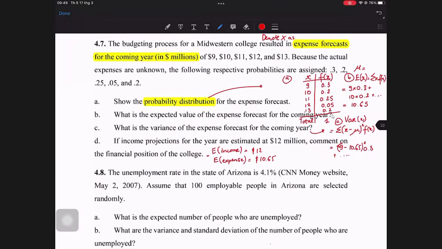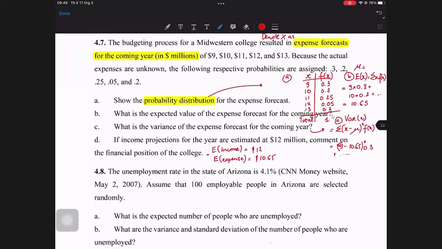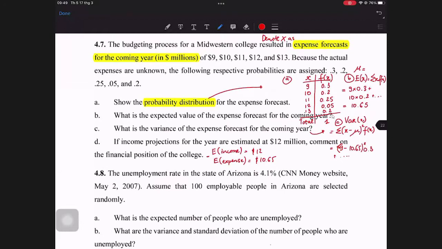I will go through the exercises, and if you have any questions, don't hesitate to ask me if you have anything that you are unclear about.